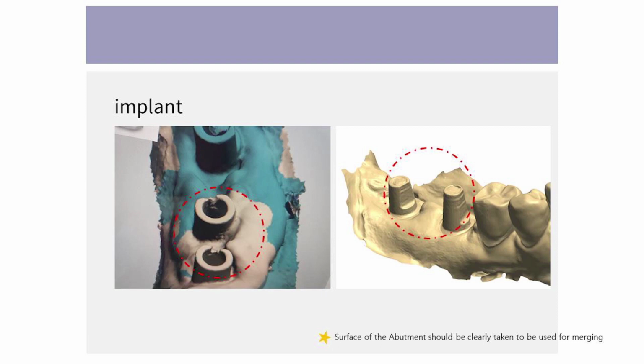In order to get a precise scan, the surface of the abutment must be cleanly scanned. So it is useful to put something in the hole, such as a piece of cotton.